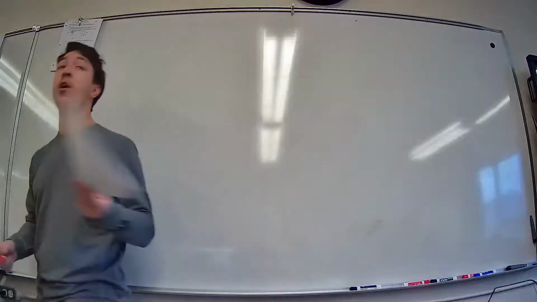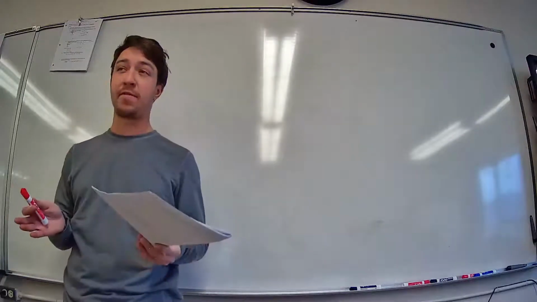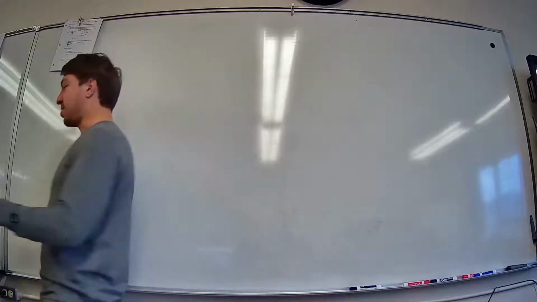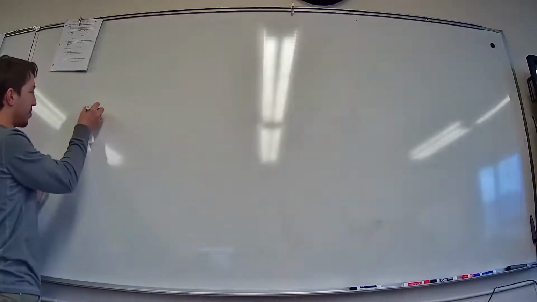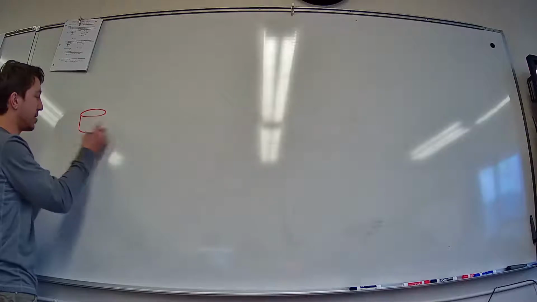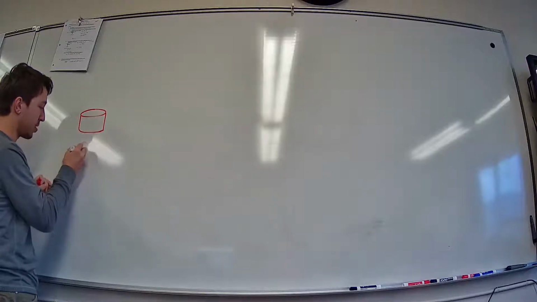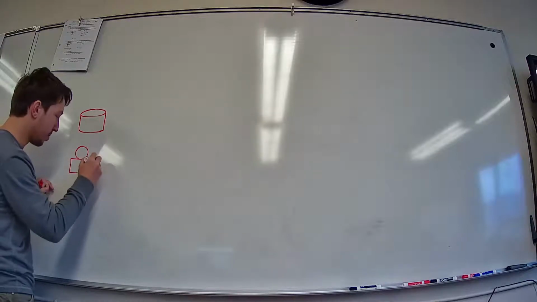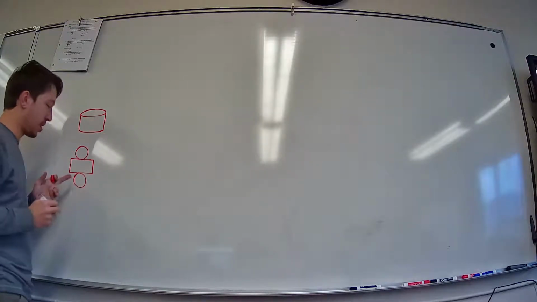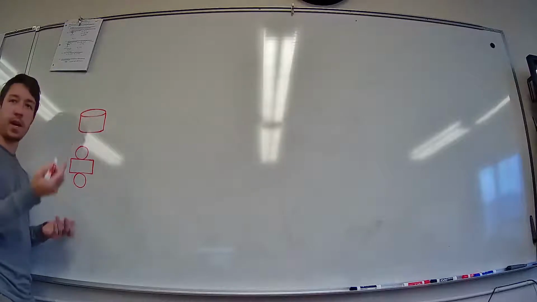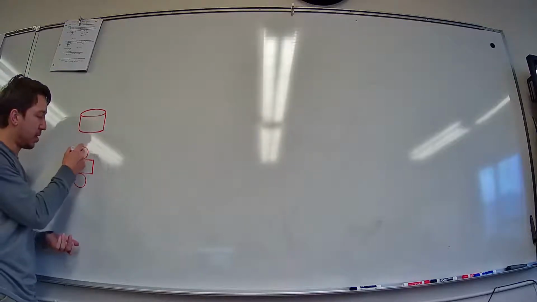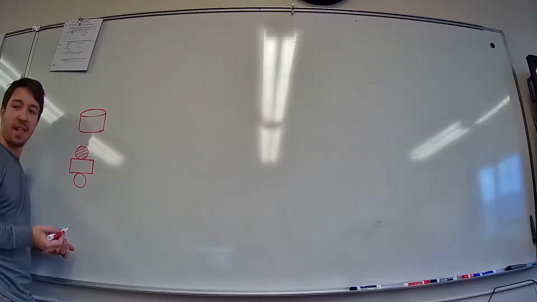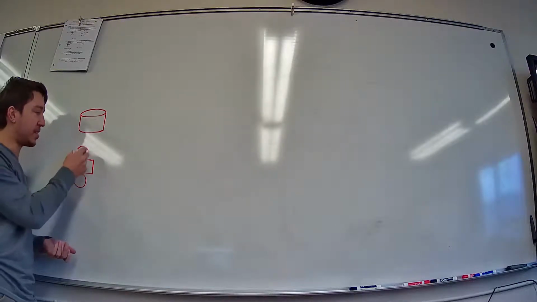A cone has a strange surface area formula that is very much not obvious. But a cylinder, if you think about it in the correct way, like Jason said, isn't a cylinder really just two circles and a rectangle? That's all a cylinder is: two circles and a rectangle. So how big is each circle?